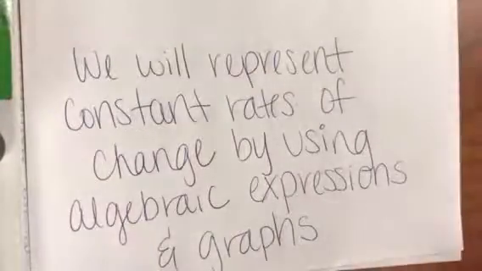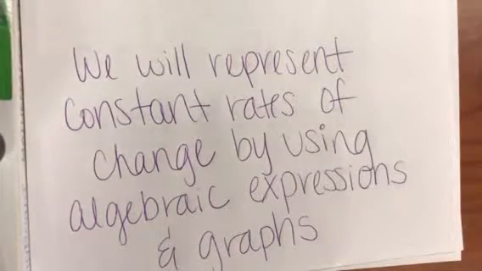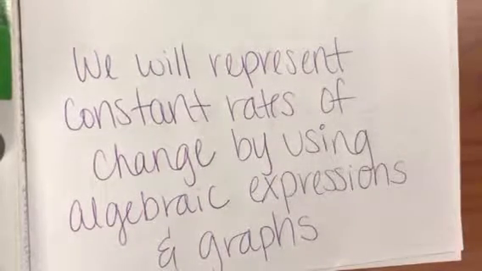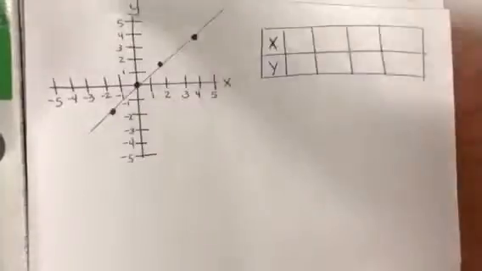Woohoo! So our learning target, which I hope you write into your journal. You should have your journal out. It should be open. You should be writing this down. We will represent constant rates of change by using algebraic expressions and graphs. Okay, pause it if you need it.